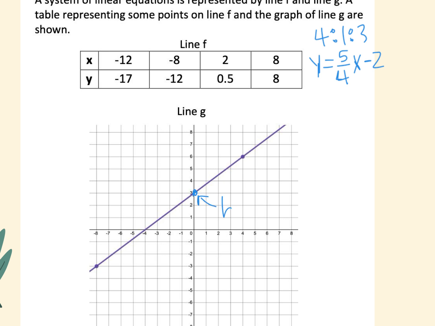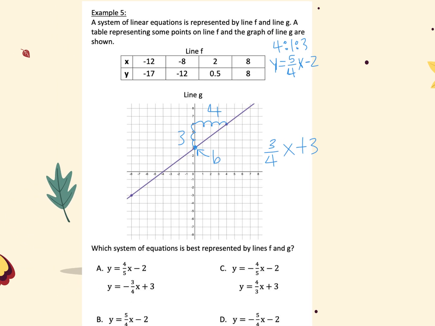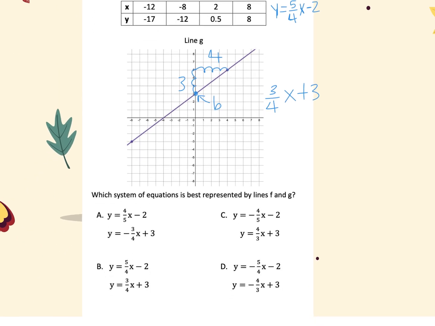So here's my b. My b is 3, so I know I have plus 3. It's a positive slope. I'm going to count 1, 2, 3 up, and 1, 2, 3, 4 over. So my slope is 3 over 4. And again, when I look at these multiple choice answers, I need to look very carefully. This first one, A, says 4/5 instead of 5/4. This one says negative 4/5. This one does say 5/4 minus 2, but this one says negative 5/4, so it can only be B.